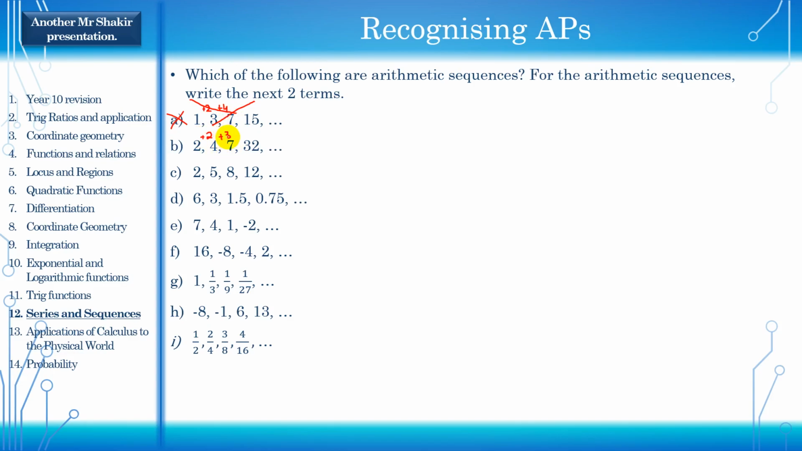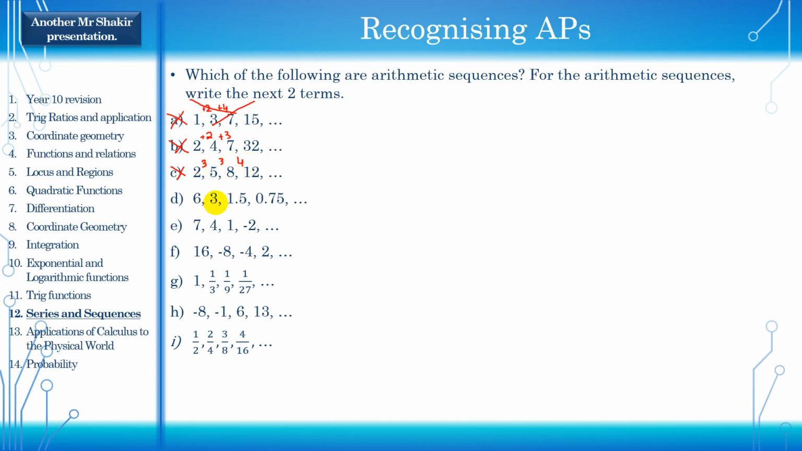4 to 7 is plus 3. B is also not an arithmetic sequence. From 2 to 5 it is 3, 5 to 8 it is 3, 8 to 12 it is 4. That is not an arithmetic sequence either, because it went 3, 3, then 4.